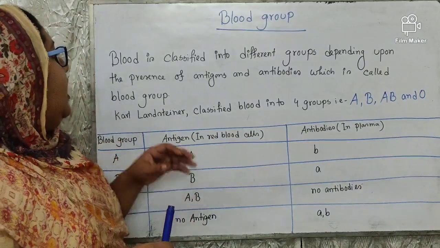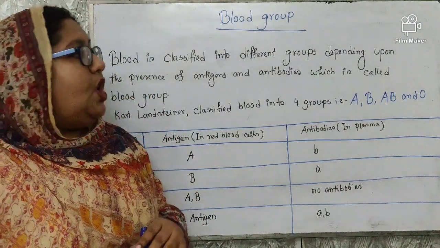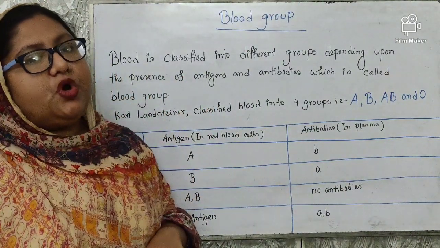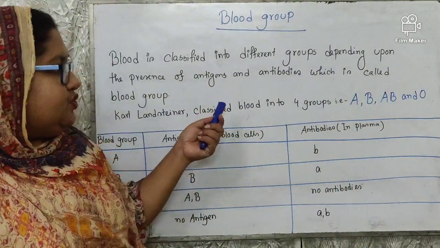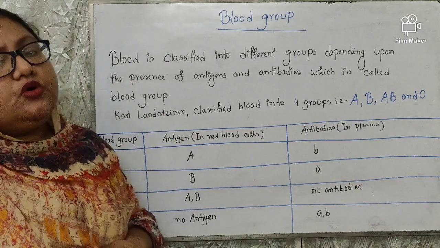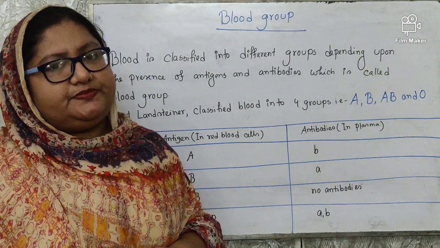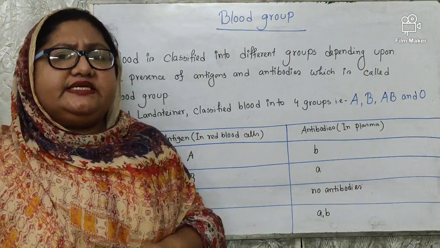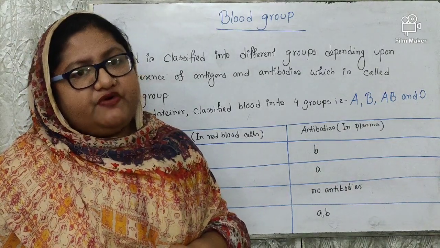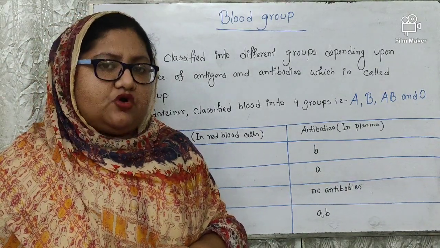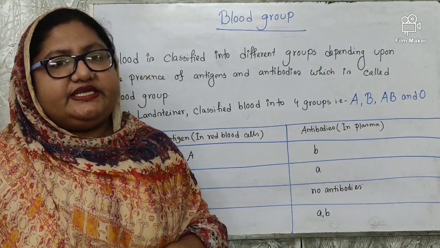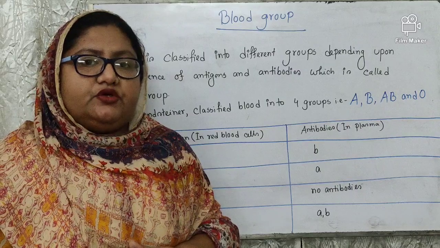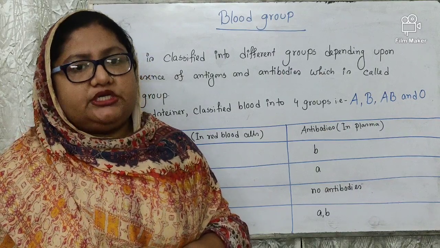Blood group. The blood is classified into different groups depending on the presence of antigen and antibody, which is called blood group. Now, what is antigen and antibody? Antigen is a type of protein that is found in red blood corpuscles. So, what about antibody? To prevent antigen, our blood produces a substance which is called antibody.